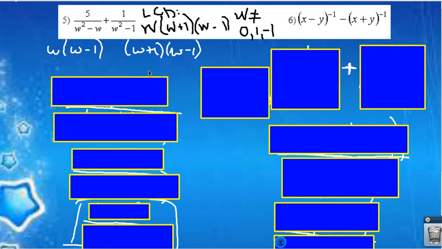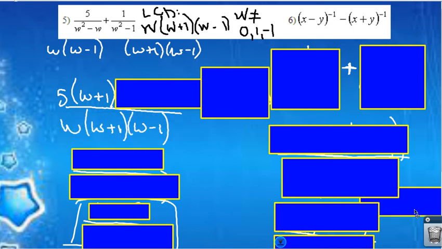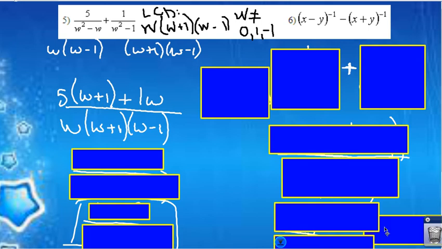Alright, so let's get started actually simplifying this. The first fraction is missing a factor of w plus 1, so you're going to take the 5 and multiply by that missing factor of w plus 1. That'll put that particular fraction over your LCD. The second fraction is missing a w, so we'd multiply the 1 by w, thereby making it over our LCD.